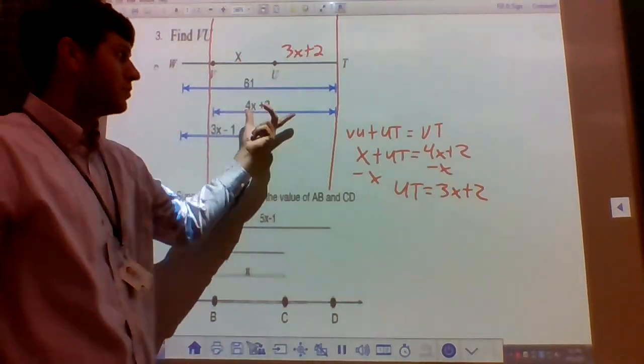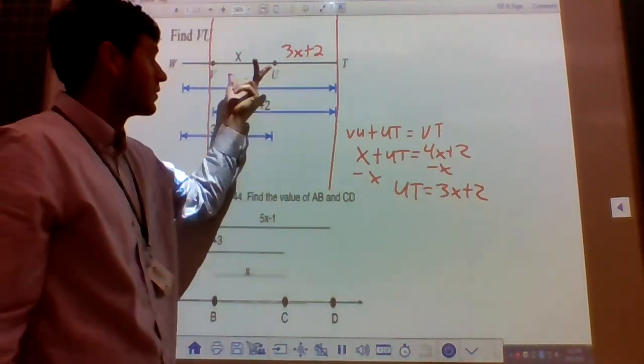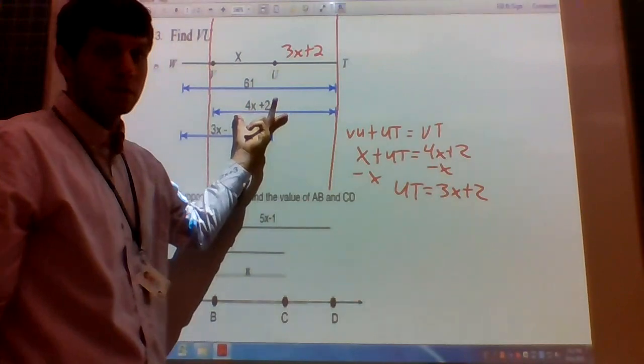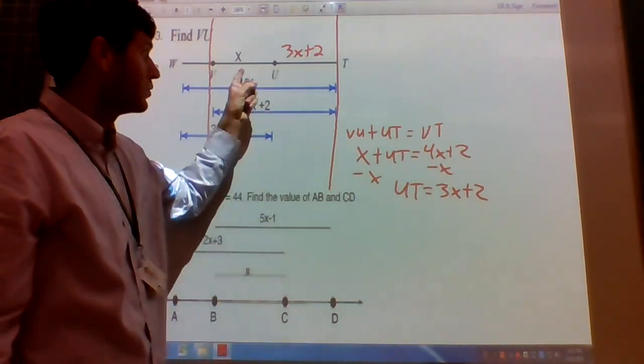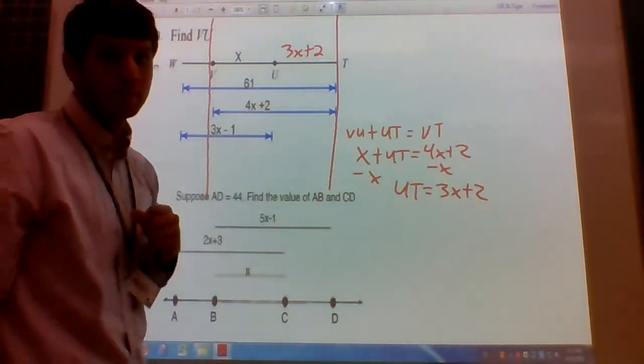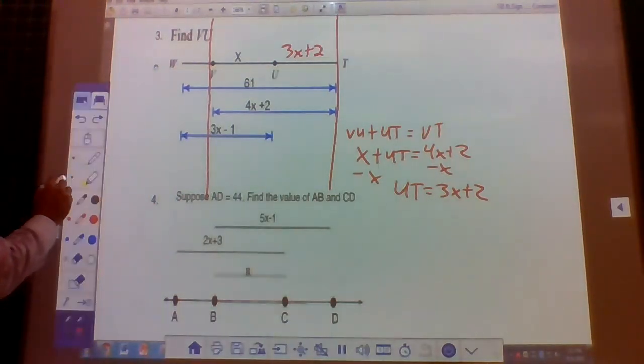4x plus 2 minus x is 3x plus 2. X plus 3x plus 2 should be 4x plus 2. This piece plus this piece equals this piece. Right? VU plus UT equals VT. Right, now let's look at a different section.